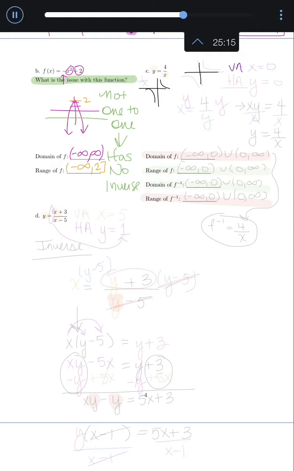has a vertical asymptote at x equals 0 because that's what makes the denominator 0, so we'll have a vertical asymptote at 0. Because the bottom is 0, it will have a horizontal asymptote at y equals 0. And it's going to have the shape of the graph 1 over x, and that we already see over here. So it's going to look something like this.